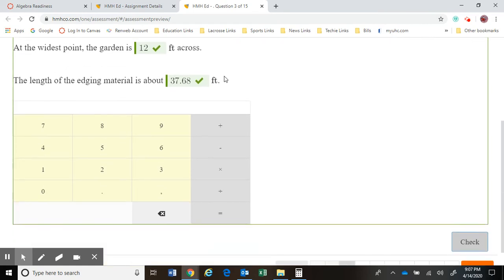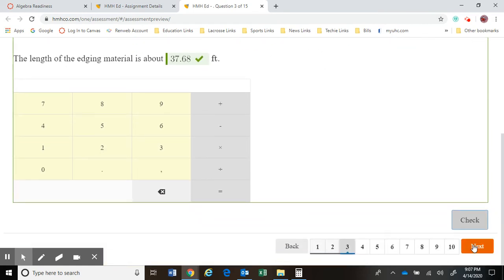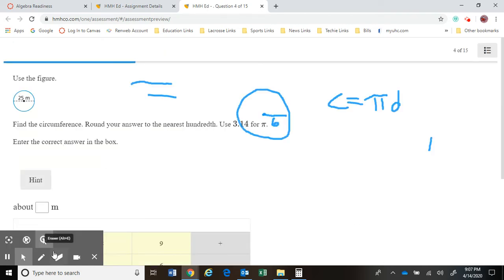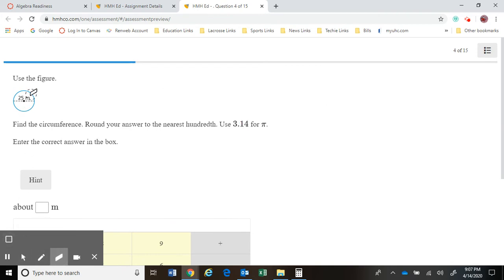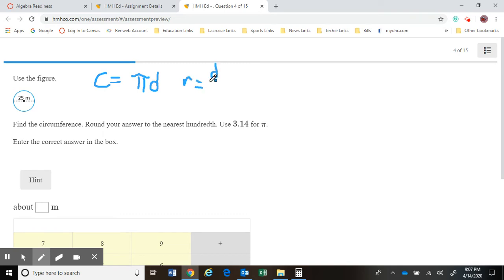All right, moving on to question number 4. Now we're going to get some mathy problems that are really just one step or 2 steps. Let me clear my screen off here. First of all, let's put my formulas up here. Circumference equals pi times diameter, and radius equals diameter divided by 2. I could probably leave these up here the entire time. Find the circumference. Round your answer to the nearest hundredth. Use 3.14 for pi.